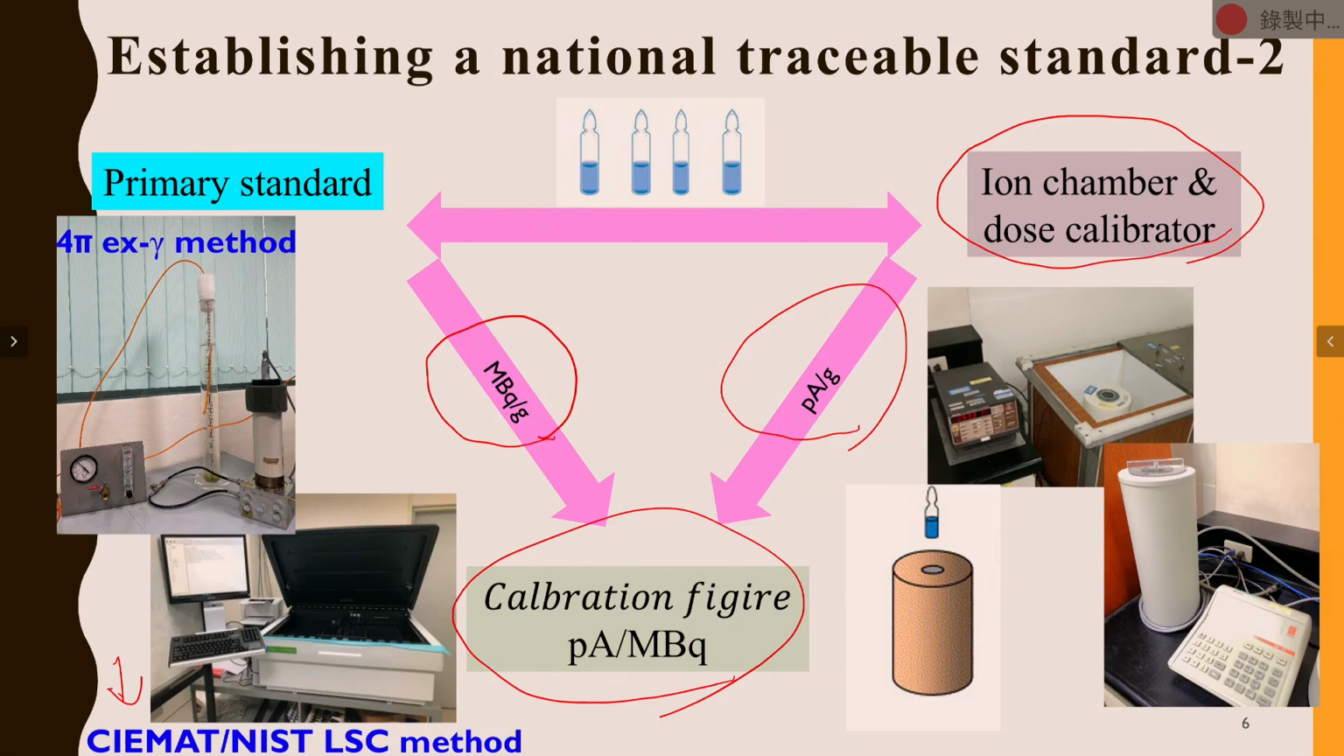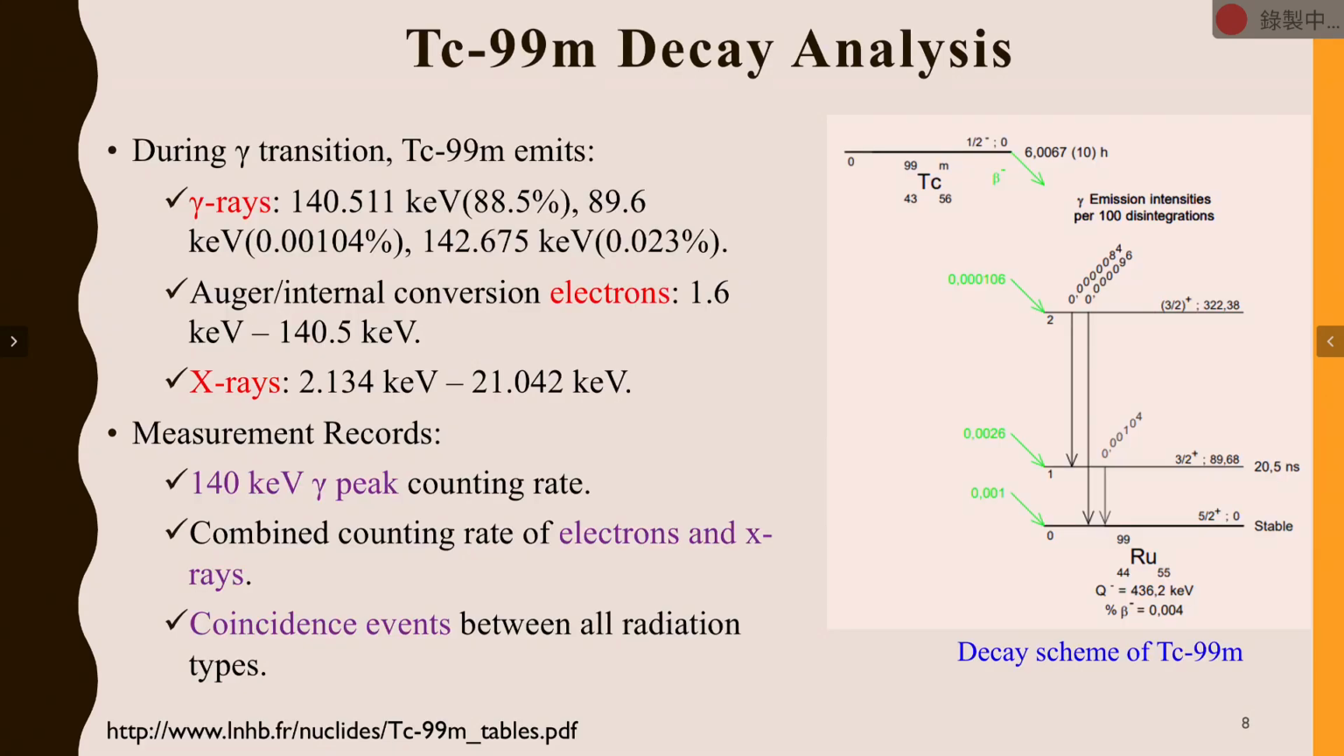And there is a material method. According to the decay scheme of Tc-99m, it emits several radiation types, such as gamma rays, electrons, and X-rays. So, according to the decay scheme of Tc-99m, we use the 4π eS-gamma coincidence counting method that simultaneously detects beta particles and gamma rays. So measurement data include the 140 keV gamma ray, the electron and the gamma rays, and the coincidence events.